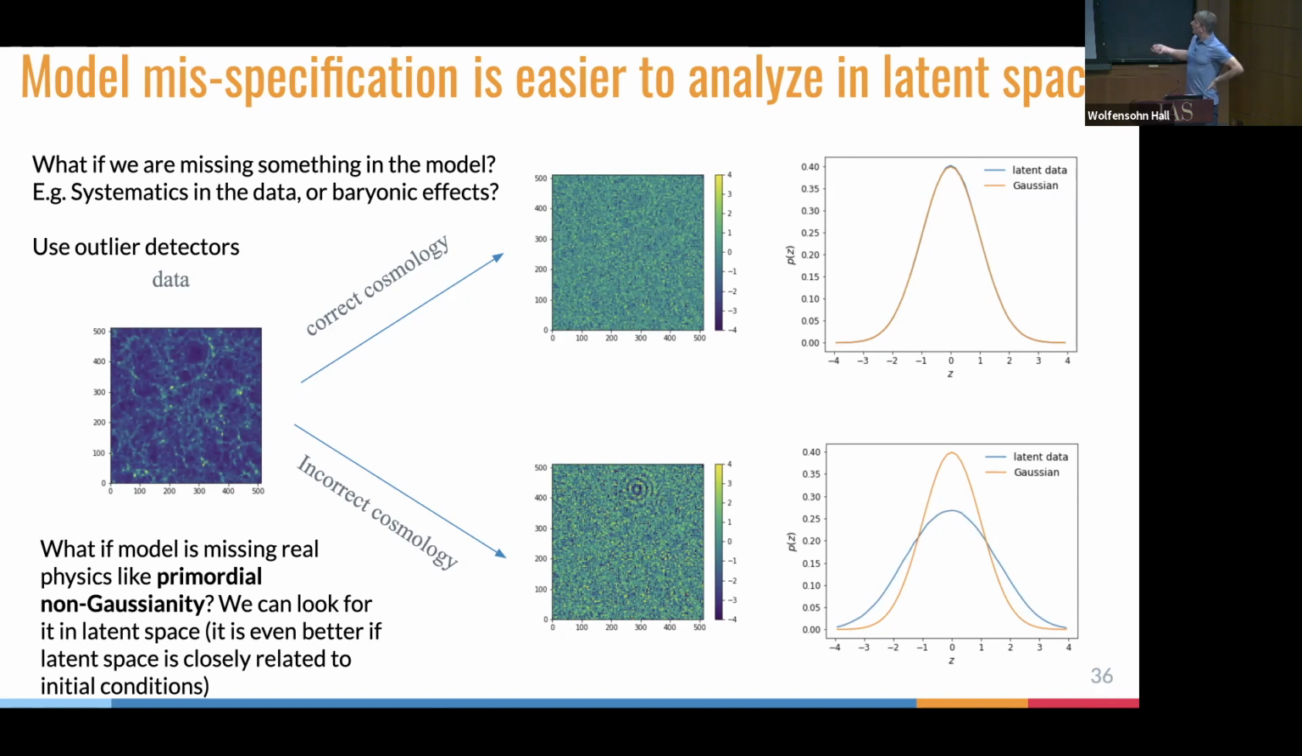Of course, in this latent space, we may also be looking for some real new physics. For example, primordial non-Gaussianity would also be easier to look for in this map, which we claim is perfectly Gaussian, but maybe there are some correlations which would correspond to some specific three-point function from the early universe and things like that.